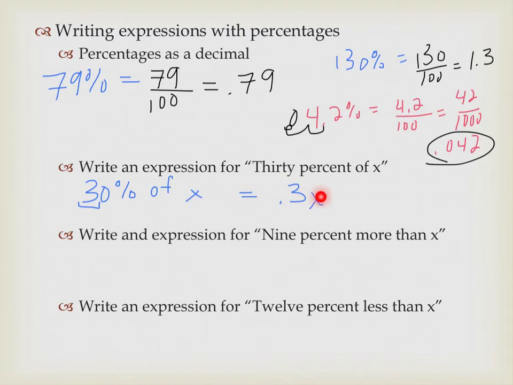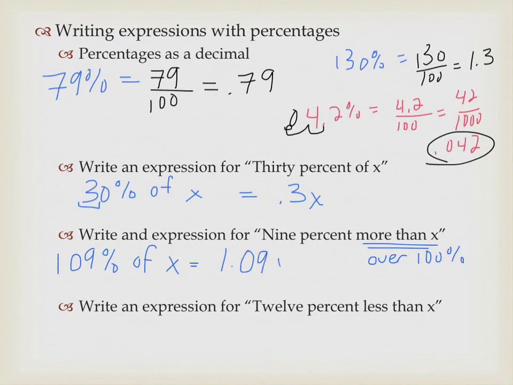Let's say we have to write an expression for 9% more than x. Well, if you think about it, more than x is going to be over or above 100%. That's how much more than 100% of x? That's 9% more than what it already is. Because remember, 100% of something is exactly how much it is in its entirety. If we're going to go 9% more than that, we're going to be finding 109% of x. We would represent that as 1.09x.